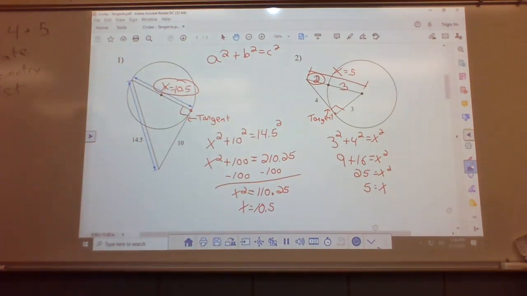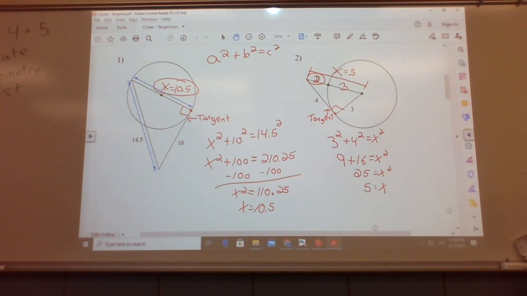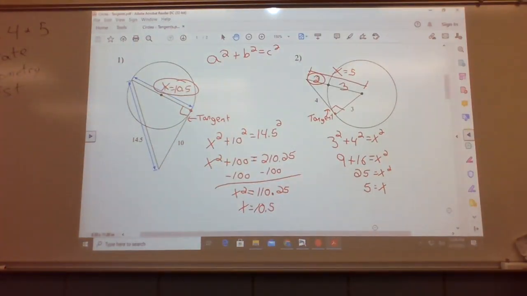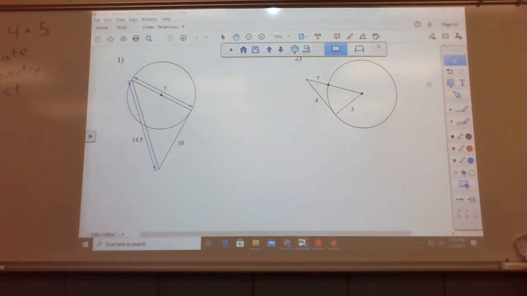So it's real important when you're doing these right triangle ones, you circle your final answer, because this one took a little twist at the end. 1 and 2, are we okay? Let's scroll on. 3 and 4.